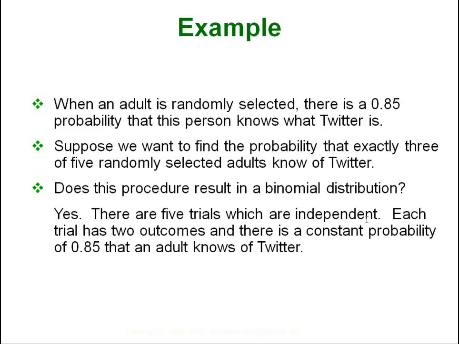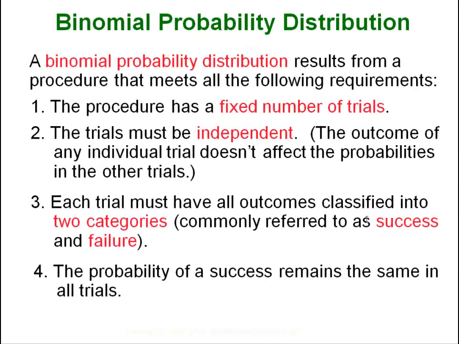And yes, if you go back and look at the rules, is there a fixed number of trials? Yes, and in this case, what is our number of trials? Hopefully you're all saying 5, because we're picking 5 people. The number of trials is not 3. 3 is how many successes we're looking for. That's going to be our X.